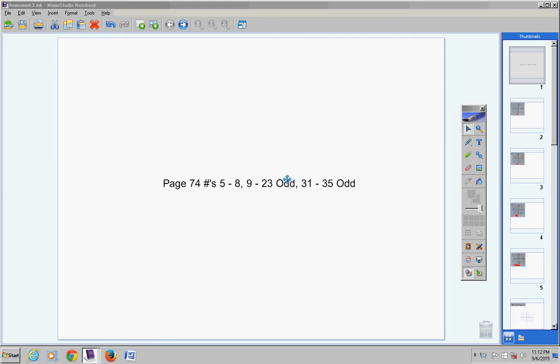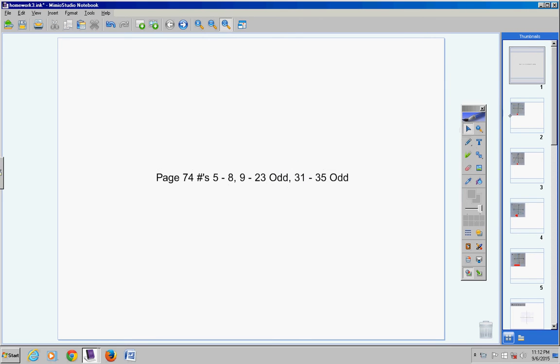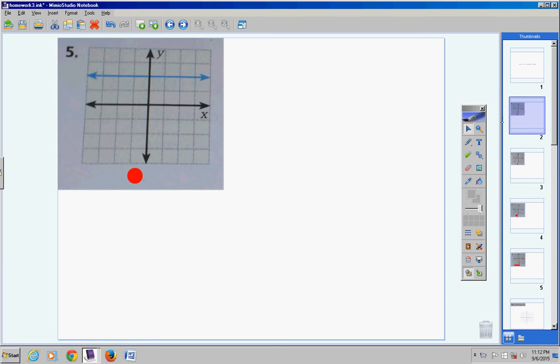Page 74, these numbers right here. Let's go ahead and get started with the homework today. The directions for 5, 6, 7, and 8 say to find the slope of the given line.